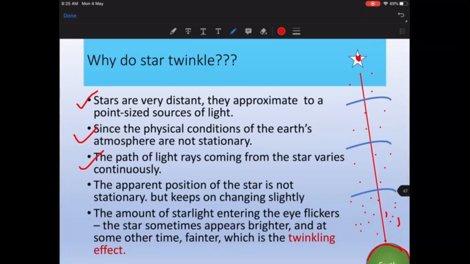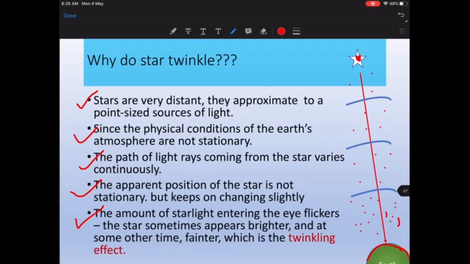The same applies here, because when the light is traveling from the star to the surface of the earth, this environment is continuously changing. The physical conditions are not stationary, so the path of the light will also change. It will appear to you as if it is shaking, it is twinkling. The second reason is that the apparent position of the star is also not stationary. The apparent position of the star is different from the true position of the star. The amount of starlight entering the eye flickers.